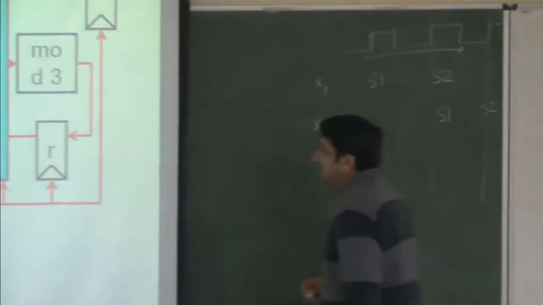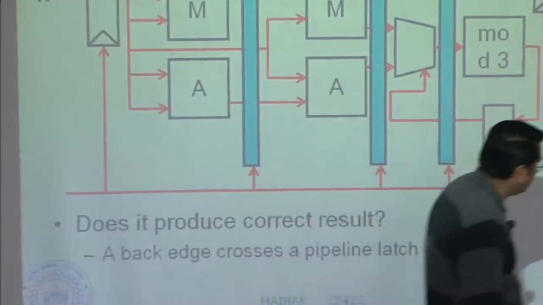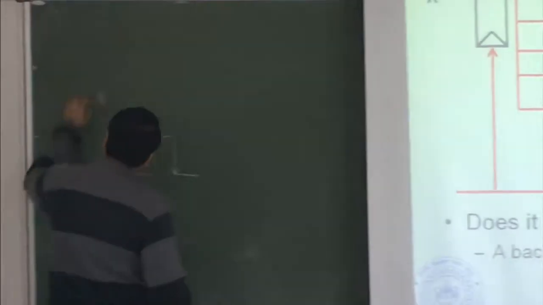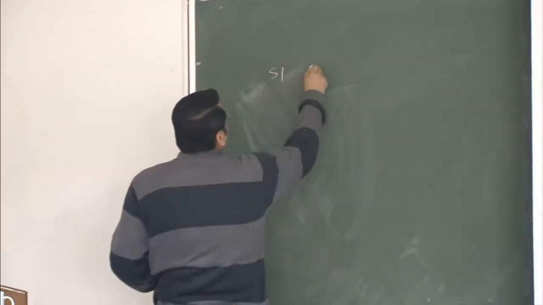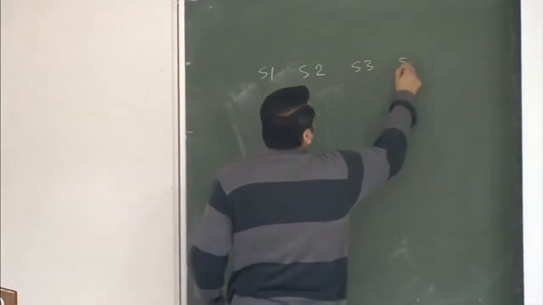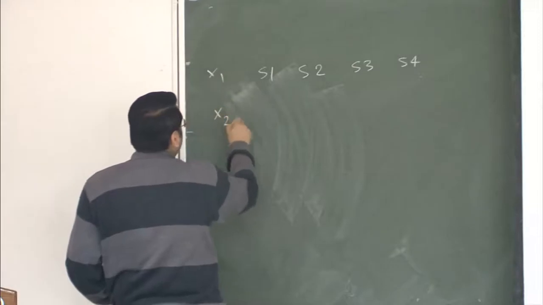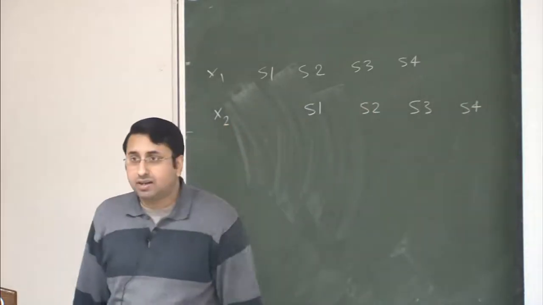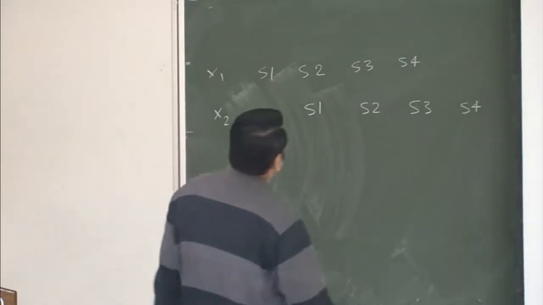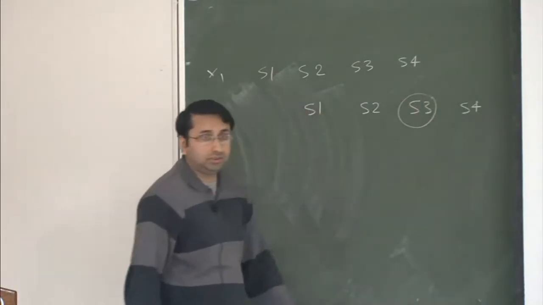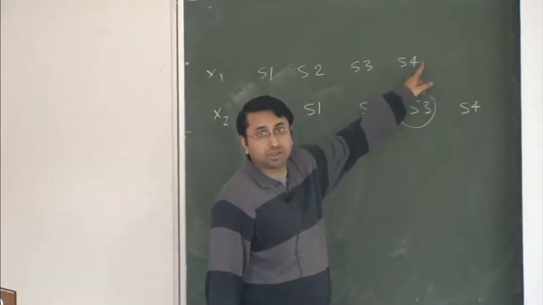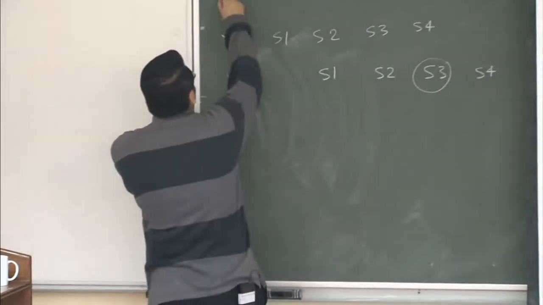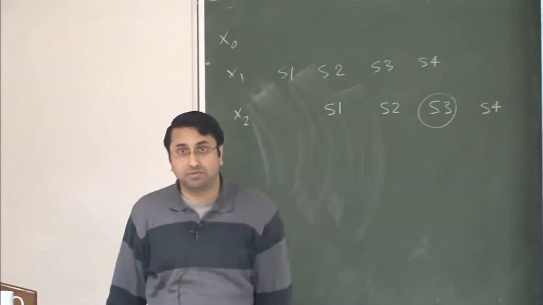So if you try to do this again for this pipeline, we have S1, S2, S3, S4, and X1, X2. I need the value of R at the S3 stage. So X2 needs this value here. The value is latched here after S4. So there is no way to get the right value. X2 is actually going to get the value of X0, the previous one, which is 1.